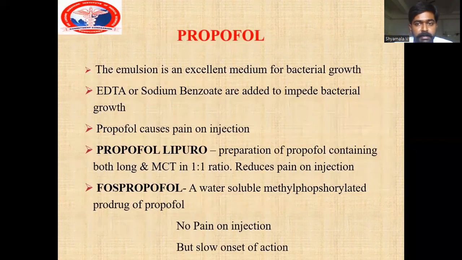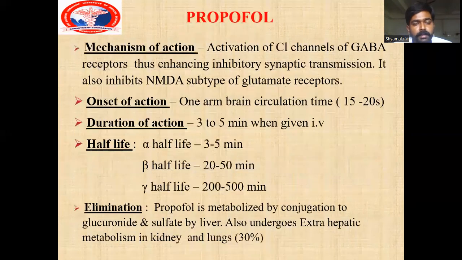Propofol emulsion is an excellent medium for bacterial growth. EDTA or sodium benzoate are added to impede the bacterial growth. Propofol causes pain on injection. Mechanism of action of propofol: activation of chloride channels of GABA receptors, thus enhancing inhibitory synaptic transmission. It also inhibits the NMDA subtype of glutamate receptors. Onset of action, one arm-brain circulation time, 15 to 20 seconds. Duration of action 3 to 5 minutes when given IV. Alpha half-life 3 to 5 minutes, beta half-life 20 to 50 minutes, and gamma half-life 200 to 500 minutes.